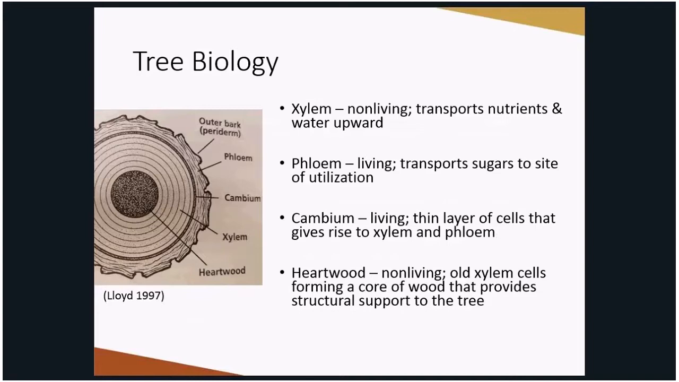So it transports energy within the tree to the site that it needs to be used at. The cambium is a really vital layer to all of this that's also living but produces the xylem and the phloem. And finally, heartwood, shown in this picture as the center of the tree, which is non-living xylem cells that actually are the structure that hold up that tree. So the middle part of a tree is non-living cells that just kind of hold up the tree and provide structure.